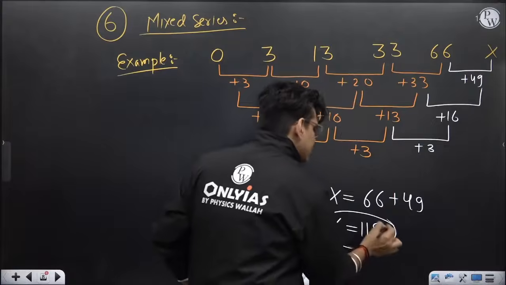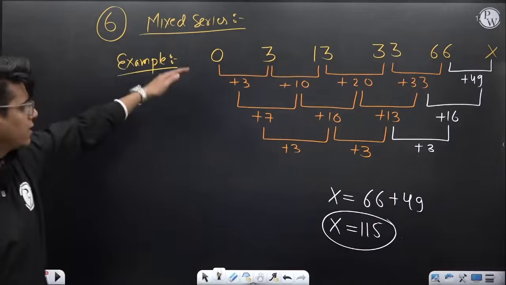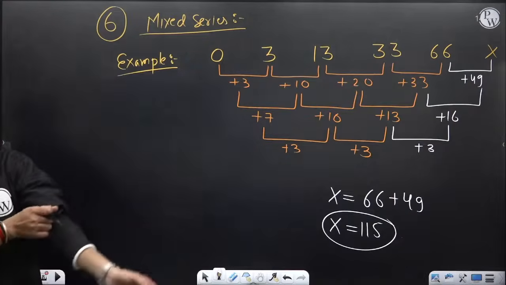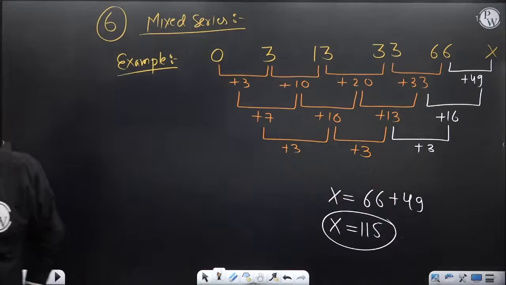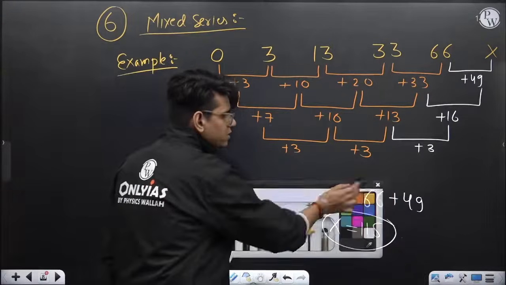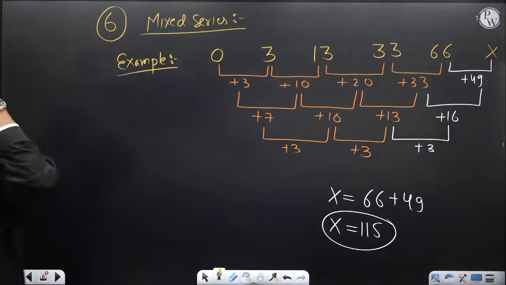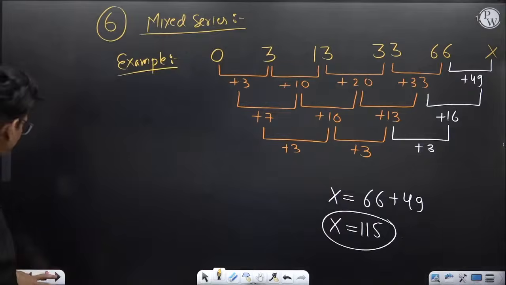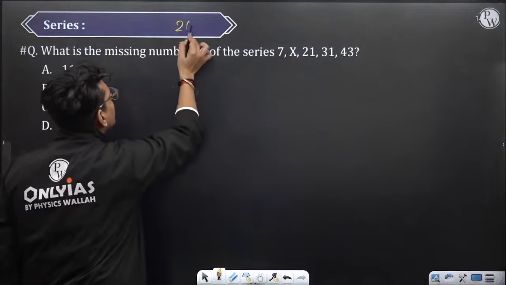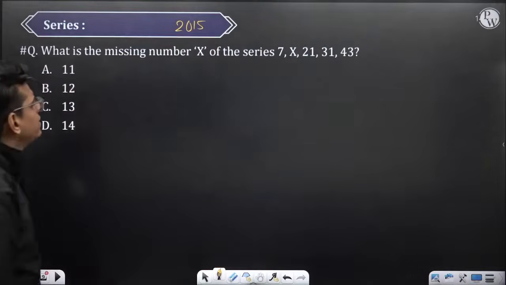So in some cases, we have previous year questions where we need to take triple differences to find the nth term of a given series. Okay. So now we will see different previous year questions based on all these series which are asked in UPSC CSAT, right? So let's start with the first thing. First question is, this is from 2015.